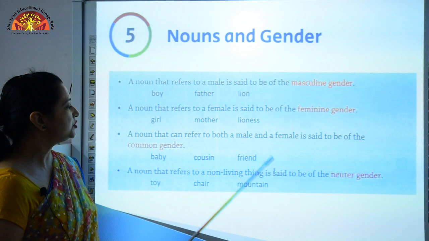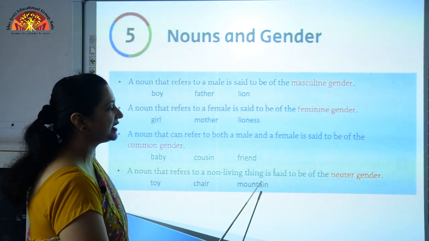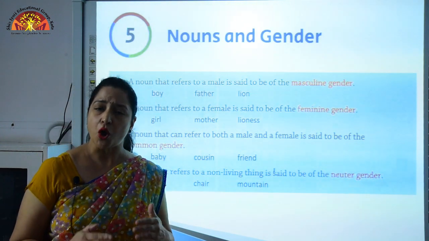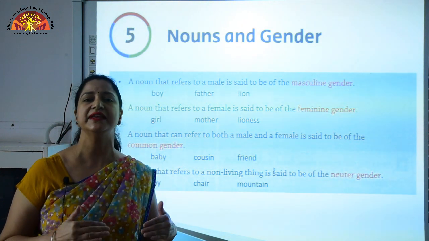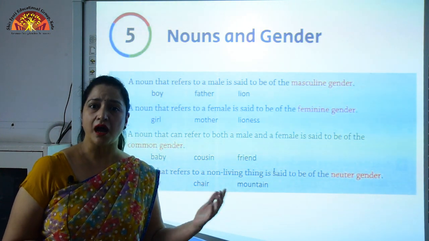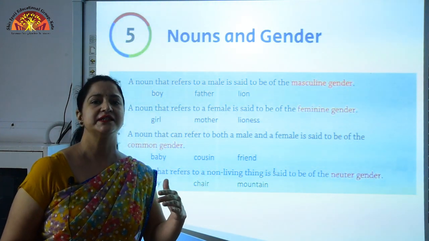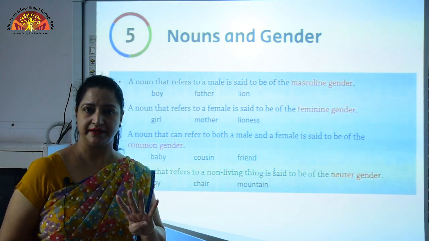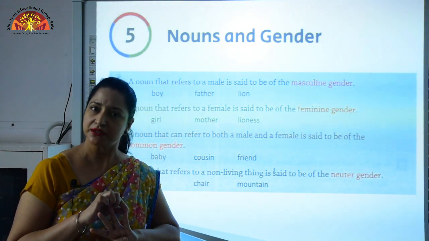Now moving to neuter gender. A noun that refers to a non-living thing is said to be of the neuter gender. All the non-living things fall under the category of neuter gender. All the non-living things are neuter gender. For example, chair, table, car, desk, mountain, these all are non-living things. So these all fall under the category of neuter gender. So 4 types of genders are there: masculine gender, feminine gender, common gender and neuter gender.